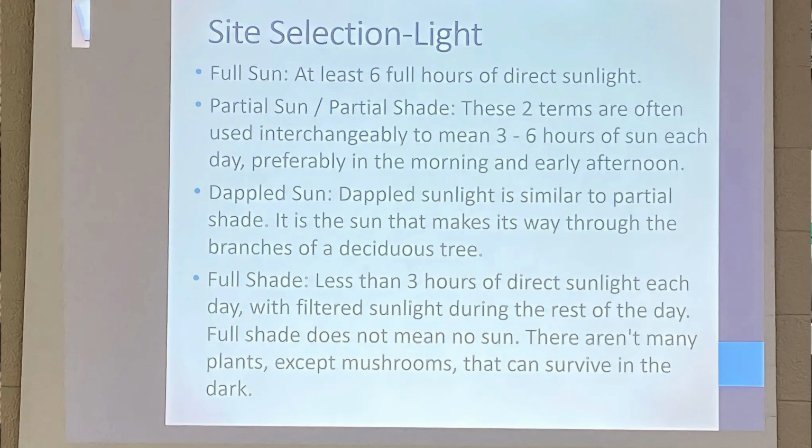Full shade, less than 3 hours of direct sunlight each day with filtered sunlight during the rest of the day. Full shade does not mean no sun. There aren't many plants except mushrooms that can survive in the dark.